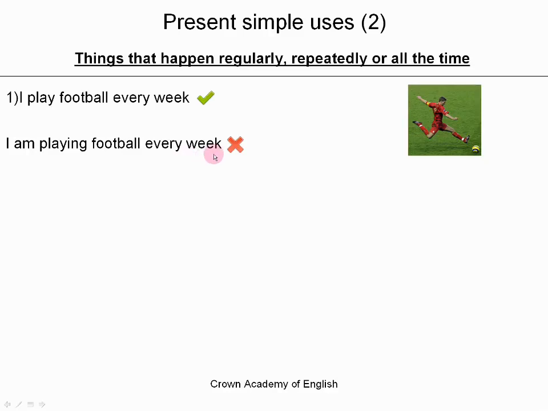So that means it's something that's happened regularly. And when we're talking about something that happens regularly or all the time, we must use the present simple tense. Okay, there's no exceptions to that rule. Okay, so I play football every week is correct, and I am playing football every week is wrong. That is actually quite a big mistake in English to say that. So let's have a look at another example.